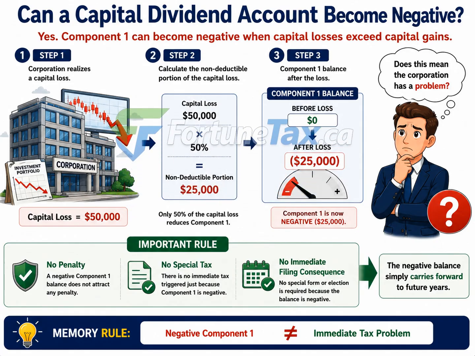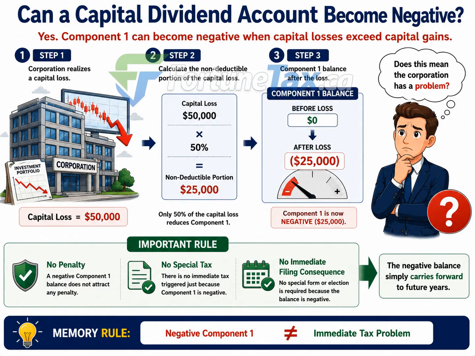The most important takeaway from this slide is this: a negative component 1 balance does not automatically create a tax problem. It simply represents excess capital losses that have reduced the CDA calculation. In the next slide, we'll look at the special CDA rule that surprises many tax preparers. You'll see that even when component 1 is negative, other CDA components can still generate available tax-free capital dividends.